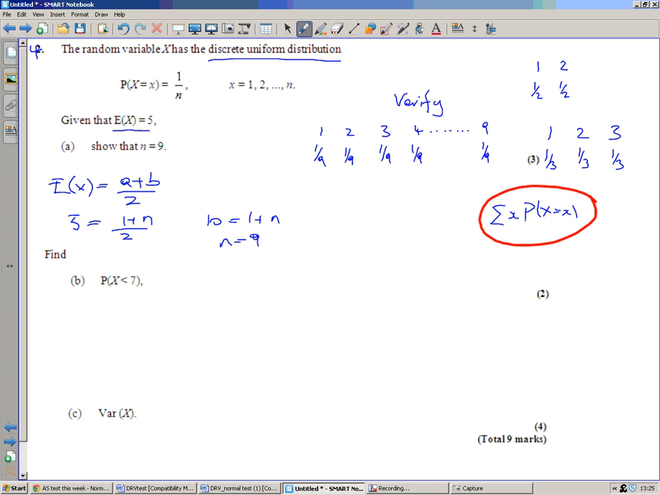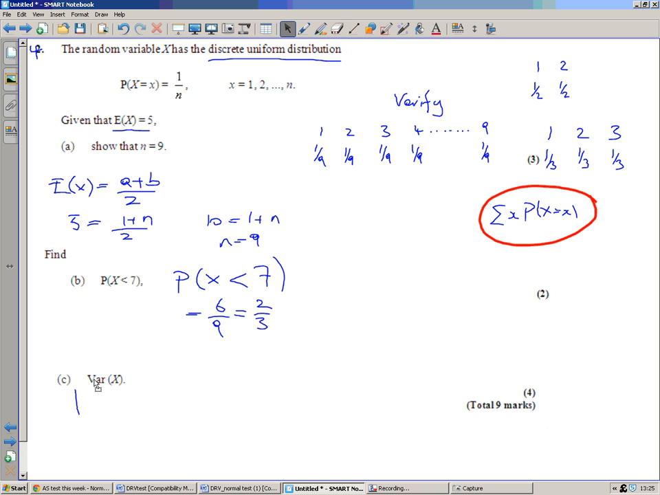Now we've got to be careful here, because the second part is asking for the probability that X is less than 7. It's got to be 6 or below. It can't be equal to 7. So in fact that's going to be 6 out of 9. It's quite common, especially in exam conditions, to miss that and actually say 7 out of 9.